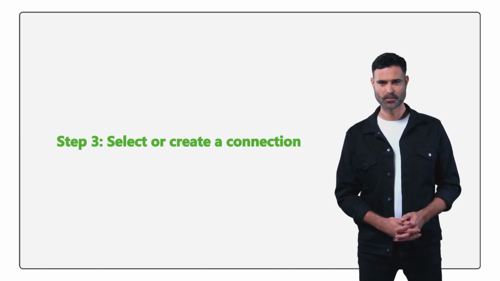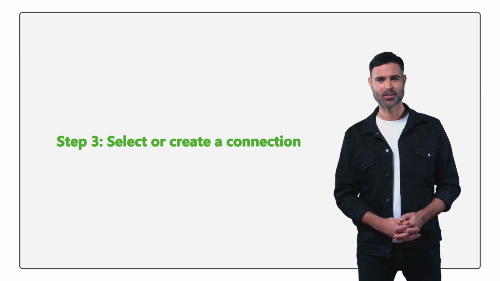Step 3. Select or create a connection. Match one of the connections from Step 2 with the item connection from Step 1, or create a new connection if needed. Note the connection ID, connectivity type, and target environment. If no matching connection exists, create one.